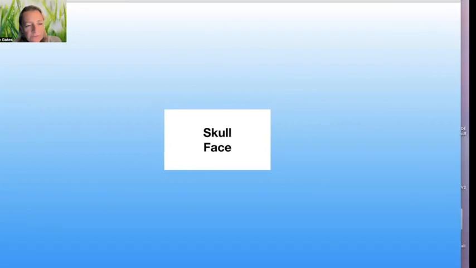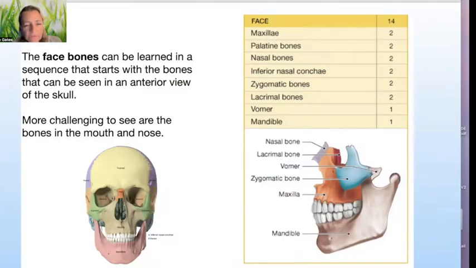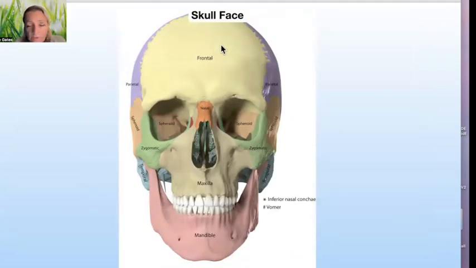Okay, so moving on to the face. The face bones can be learned in a sequence that starts with the bones that can be seen in the anterior view of the skull. More challenging to see are the bones in the nose and the mouth, and so we'll pay special attention to those. Here's a picture of the skull showing the face.